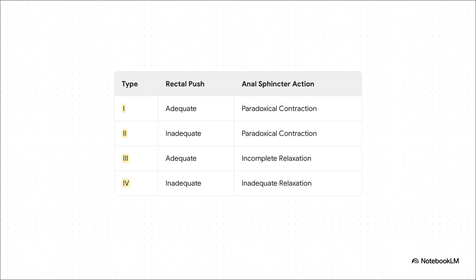And this dysfunction gets broken down into 4 types based on 2 simple things: how well the patient pushes and what the anal sphincter does. In types 1 and 3, the patient is pushing hard enough, but the sphincter isn't relaxing properly. In types 2 and 4, the push itself is too weak. This distinction is so important because it tells us exactly what to work on in biofeedback. Do we need to teach them how to relax the sphincter, how to push better, or maybe both?